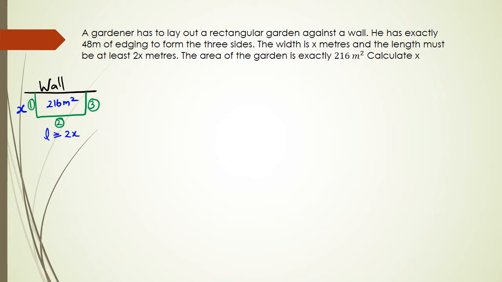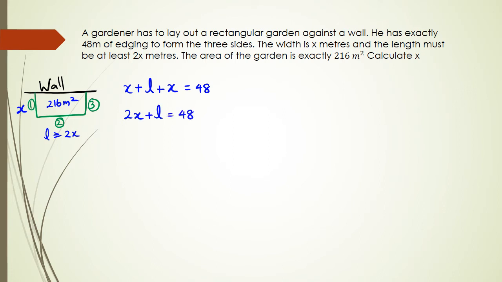So the first thing I want you guys to do is use that 48 meters, all right? So I can say, for the green edging, you've got side 1, which is x, plus L, which is side 2, plus the third side, number 3, that's also going to be x, equals 48. So this is the first equation I'm going to show you guys: 2x plus L equals 48.